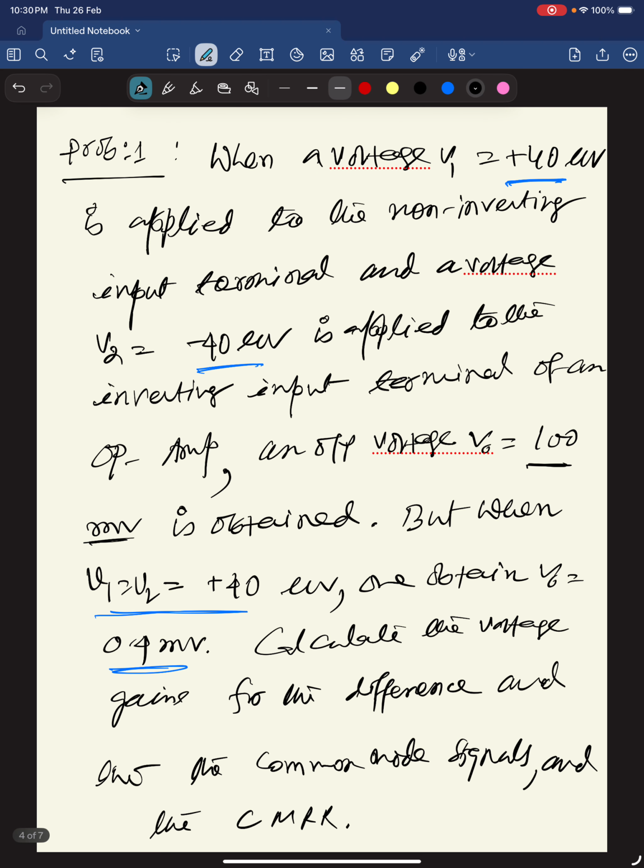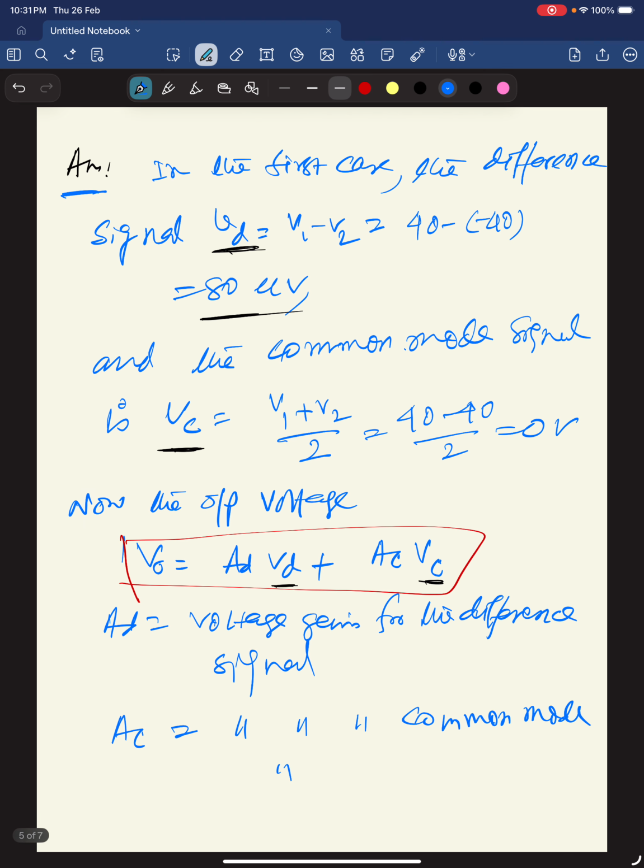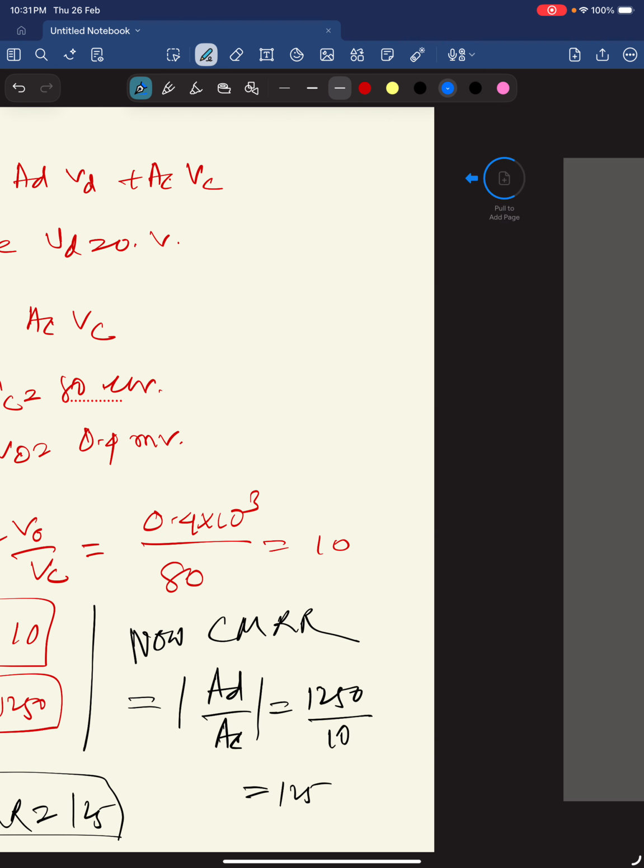So we calculated the voltage gain, that is AC and AD for the reference and the common mode signals. So we got it, and CMRR also. So this is a very important question, very much important. Now we'll go for problem number 2. Problem 2. So my dear students, follow carefully all these numericals. These are very much important.